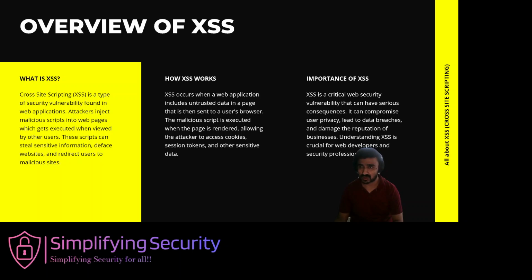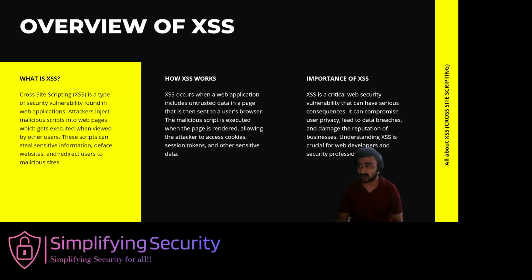And how does it actually work? In a web application, whatever untrusted data the user, like an attacker or adversary, has provided can then be sent back to the browser for execution. When that script or data sent by the attacker gets executed as the page is being rendered, it allows attackers to access tokens, steal cookies, or steal any other sensitive data from the user's browser.